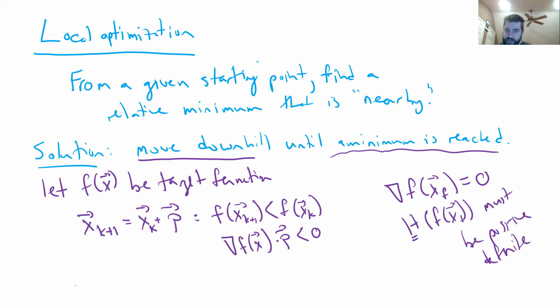Just to be clear on what the Hessian is, the ijth element of the Hessian is the second partial derivative of the function with respect to xi and with respect to xj. So it's a matrix of all of the partial derivatives. What do we mean by a matrix being positive definite? We mean that all of its eigenvalues are positive.